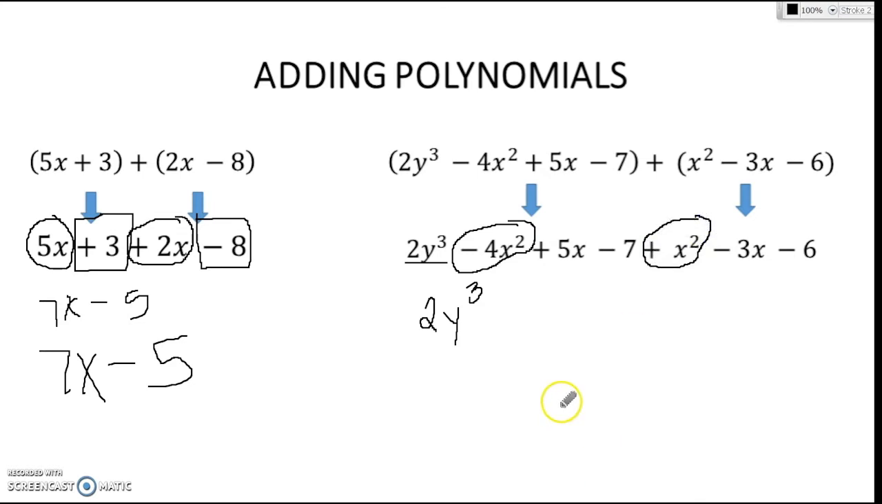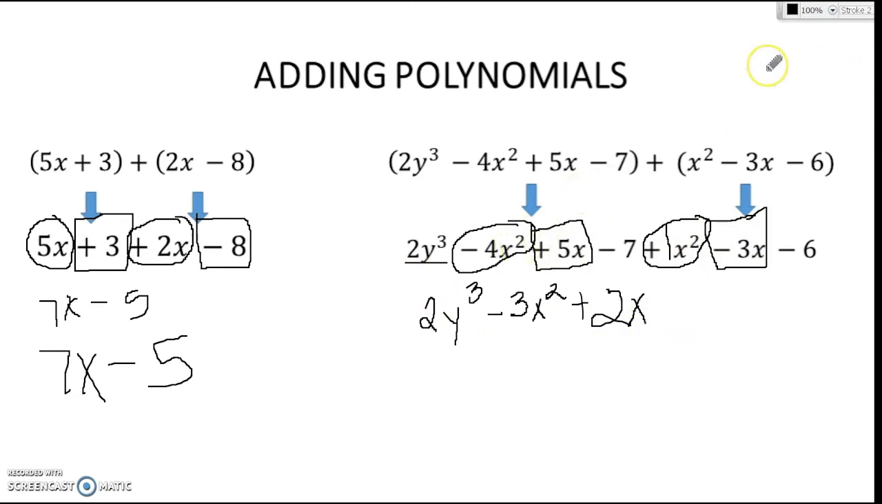And there's all my x squareds. So I have a negative 4x squared and a positive 1x squared. Remember, if there's no number in front of a variable, there's always a 1. So negative 4 plus 1 is going to give me a negative 3x squared. All right, now I'm going to go to my x's, and this time I might use a box here around my x, and I've got a positive 5x and a negative 3x plus 5 minus 3.